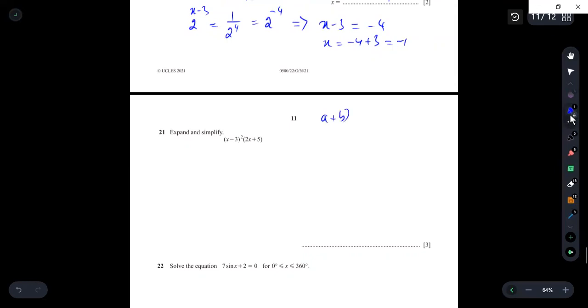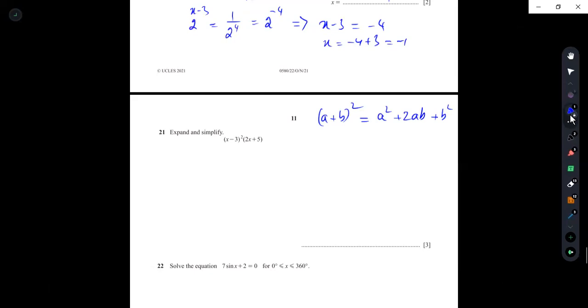A plus b whole square is the square of the first number, then 2 times a times b, 2ab, and whatever sign comes along with these numbers, that sign will be used. So if all are positive, it will be positive 2ab. And then square the second number, b squared. The first and last terms will always be positive, and the middle term may be negative if one of the numbers is negative.